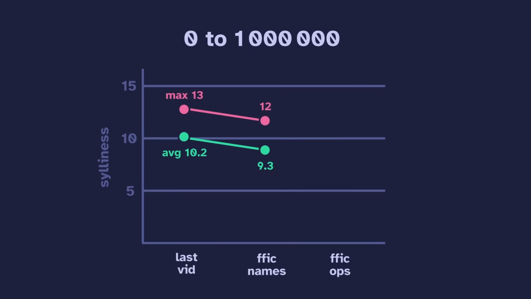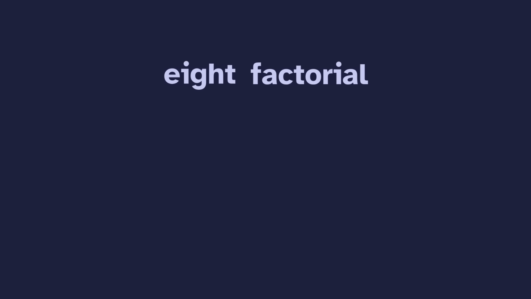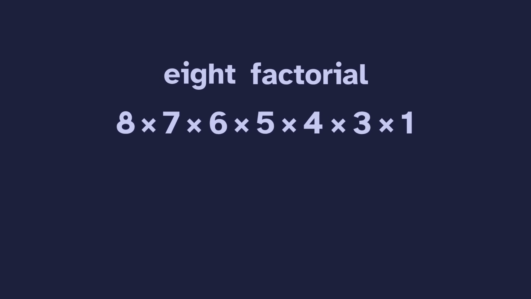With these fish ops, we drop another silly. The average is down to 8.3, and the max is down to 11. Like with 9,168s, take 9 cube, take 12. So we've improved the existing ops, but we could also add new ops, like factorial. Factorial. That's four syllables. Seems like a lot. Yeah, it's not helpful for small values, but 8 factorial is 8 times 7 times 6 times 5 times 4 times 3 times 1 times 2.